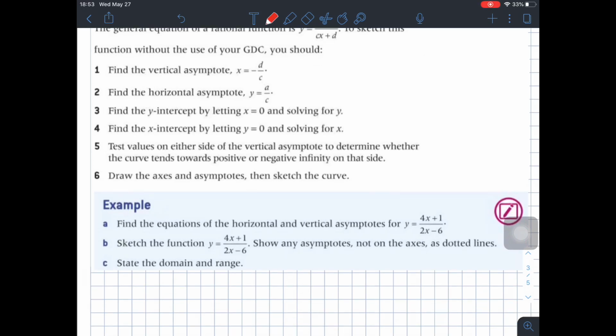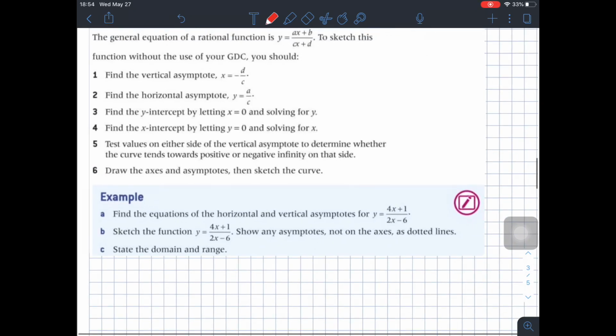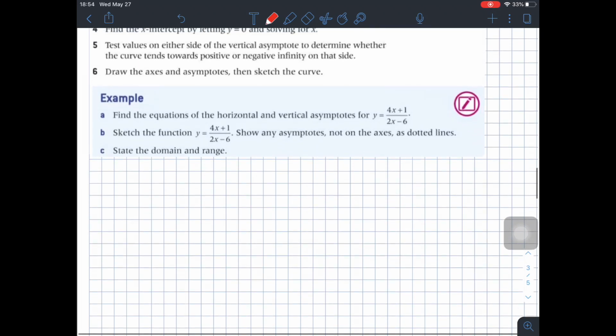And then 5 says test values on either side of the vertical asymptote to determine whether the curve tends towards positive or negative infinity on that side. Okay, this is what we're going to see in the example. And finally, draw the axis and asymptotes, then sketch the curve. Okay, so let's see how these steps apply to this particular example.